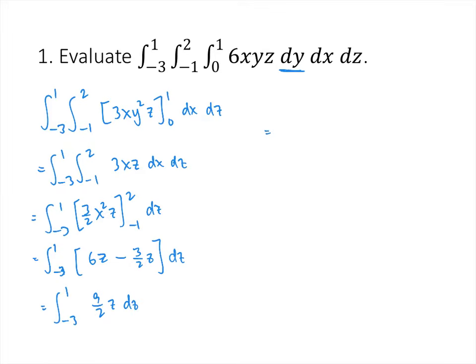So now when we finally integrate with respect to z, we get 9/4 z squared, evaluated from -3 to 1. So we plug in 1, that's going to give us 9/4. We plug in -3, that's going to give us 9/4 times 9. So that's going to be 9/4 minus 81/4, which is -72/4, which is -18.